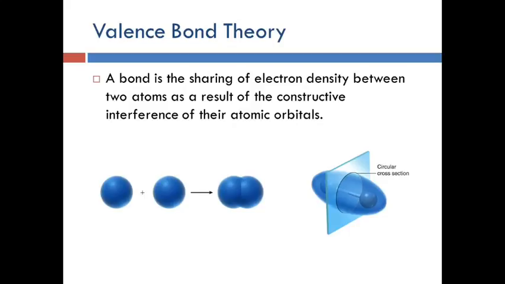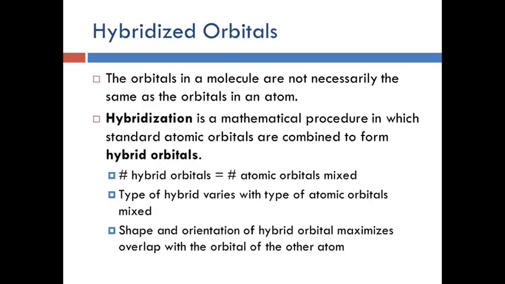According to valence bond theory, a bond is the sharing of electron density between two atoms as a result of the constructive interference of their atomic orbitals. So here we have two hydrogen atoms, their s orbitals interact in a constructive way, and we get a covalent bond. Now, it's important to know that the orbitals in a molecule are not necessarily the same as the orbitals in the atom by itself.